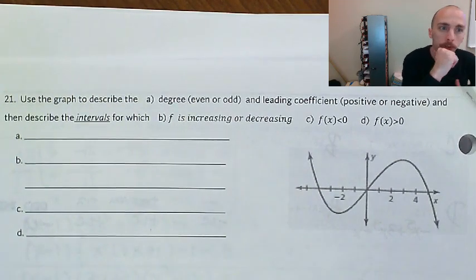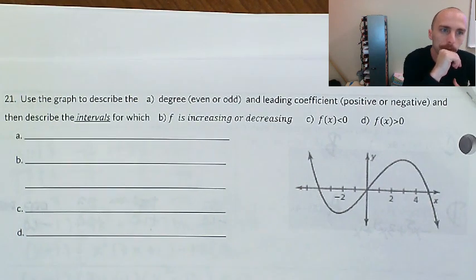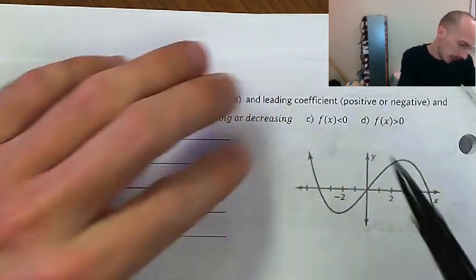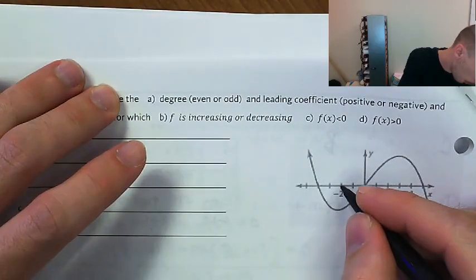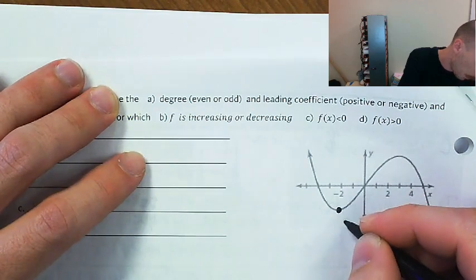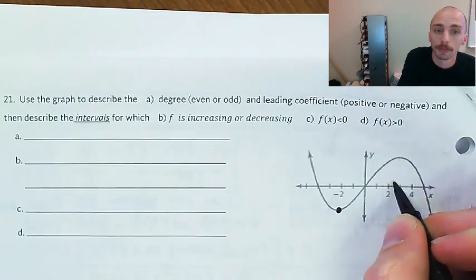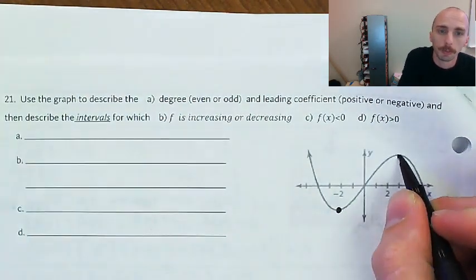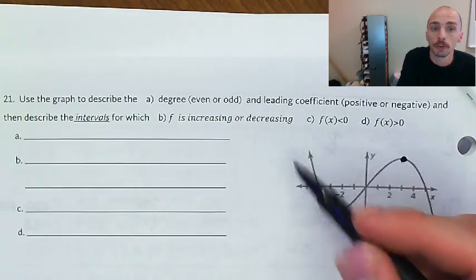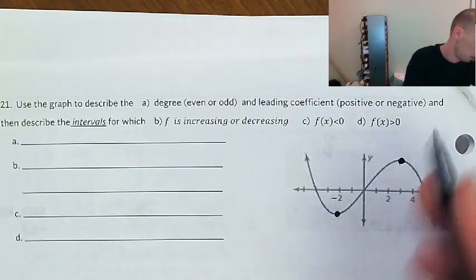Okay, now we're going to use the graph to describe the degree, leading coefficient, intervals on which the function's increasing or decreasing, and intervals on which the function's positive and negative. I like that. Okay, so I think the first thing is going to be to label our extrema. This is not quite right, but I'm just going to say this is happening at x equals -2 for the sake of argument. And it's going to be x equals 3. Okay? So degree is going to be odd because the 2 arms are going in different directions.